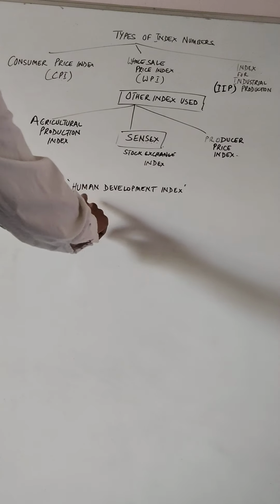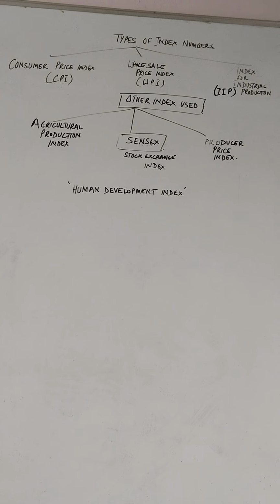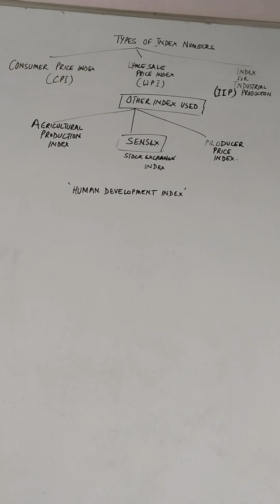And also nowadays we have what is known as the human development index. Often we talk about that, but that I'll do in the next class. But right now, just to understand this, because this is given in your NCERT, I just want you to know. Let's just take the first one, agricultural production index.